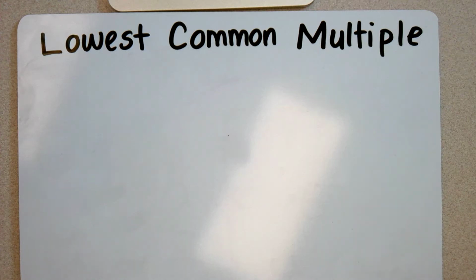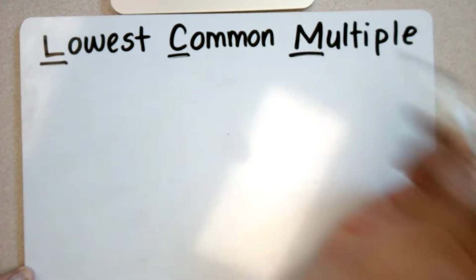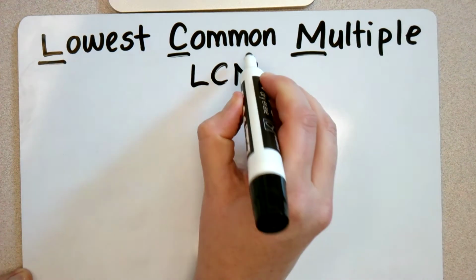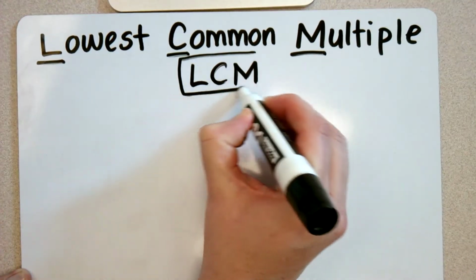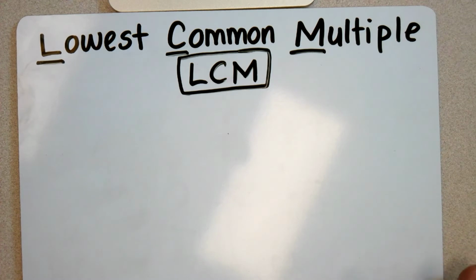Hi guys, so today we're going to be talking about lowest common multiple. Another way you may hear me refer to this is the LCM. The LCM is the lowest common multiple, and this basically just means we're finding a multiple that two numbers have in common. So I'll show you a very simple example.